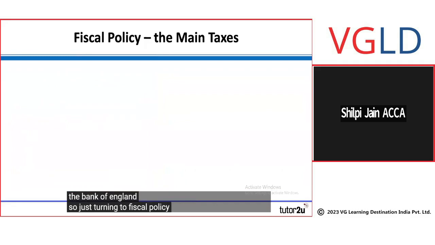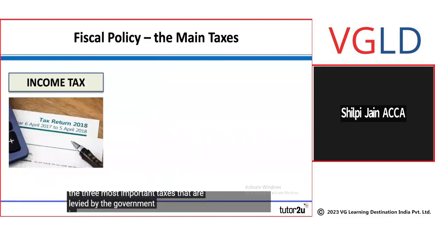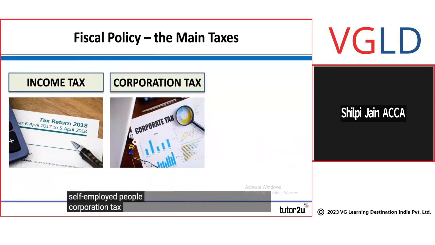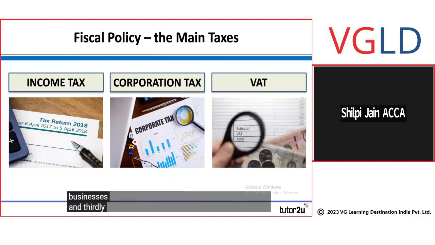So just turning to fiscal policy, there are lots and lots of different taxes, but the three most important taxes that are levied by the government in terms of the amount that they raise are firstly income tax, which is a tax, as it says, on the employment income of employees and self-employed people. Corporation tax, which is a tax on the profits earned by businesses. And thirdly, VAT, or value-added tax, which is a tax that is levied on what we spend on goods and services.